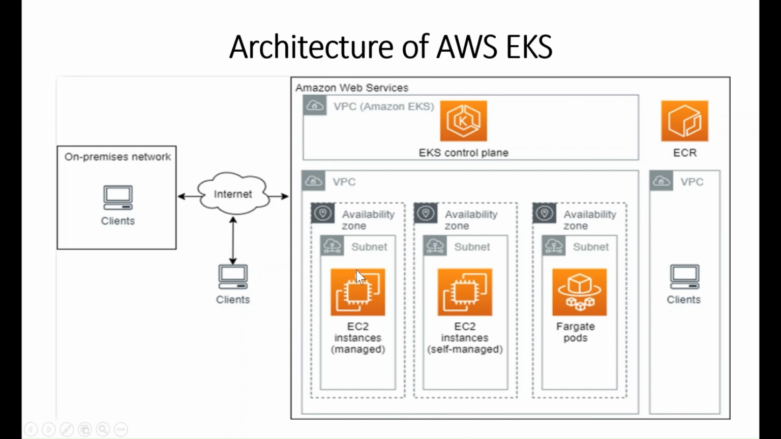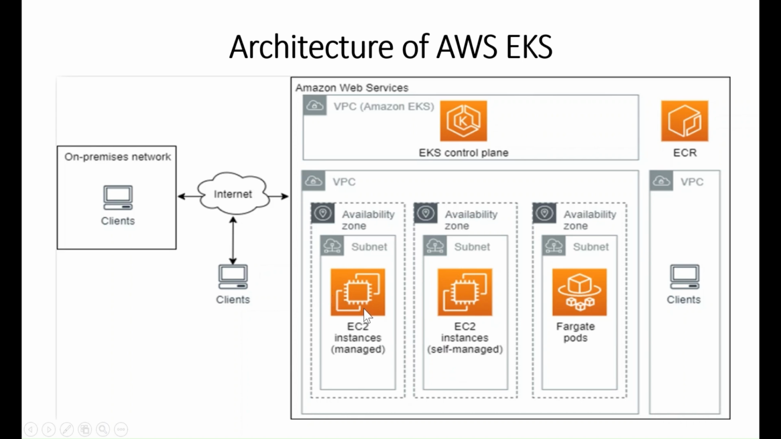So these are the worker nodes, where the actual workloads run. So EKS supports three types of worker nodes. Here you can see the first one is managed EC2 instances, the second one is self-managed, and the third one is AWS Fargate.